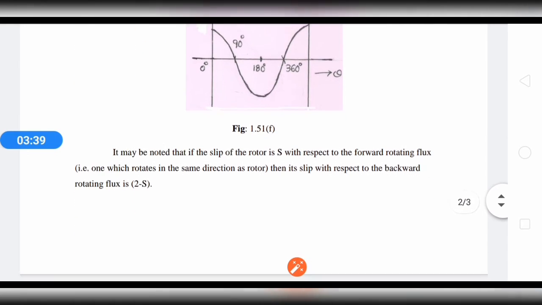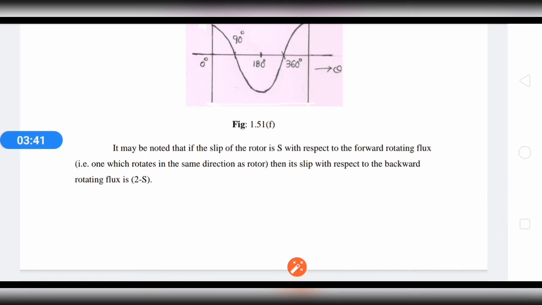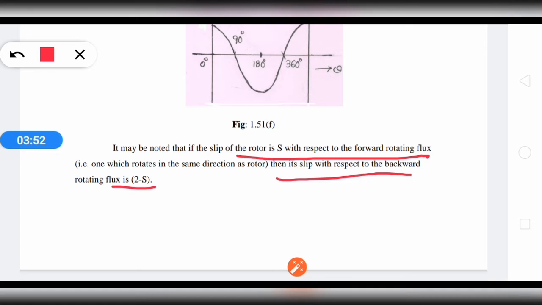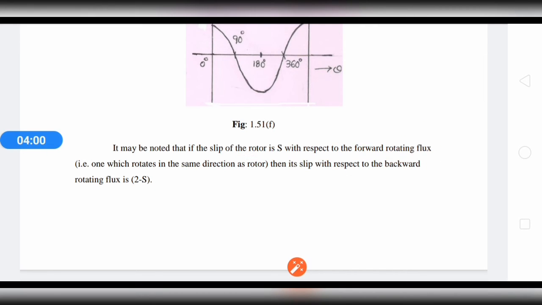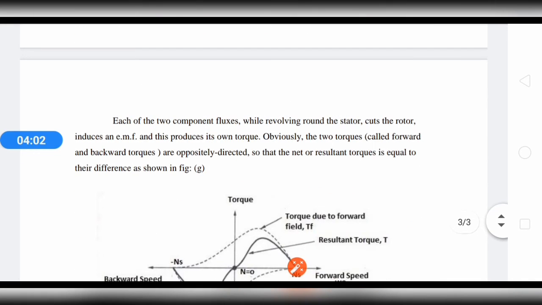It may be noted that if the slip of the rotor is S with respect to the forward rotating flux, then its slip becomes 2 minus S with respect to the backward rotating flux. So we have two rotating fluxes, one forward and the other backward rotating flux. This is the concept of double revolving field theory.